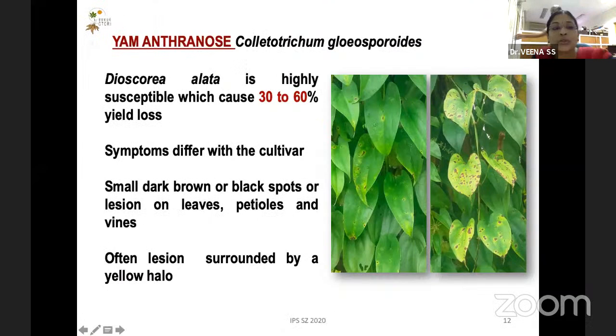Thank you. So we will go to the yam. The anthracnose caused by Colletotrichum gloeosporioides is the most destructive disease in yam. Dioscorea alata, that is greater yam, is highly susceptible, and it causes almost 30 to 60% yield loss. The symptoms differ with the cultivar. The disease starts as small, dark brown or black spots or lesions on leaves, petioles, and vines also. Often this lesion is surrounded by a yellow halo.